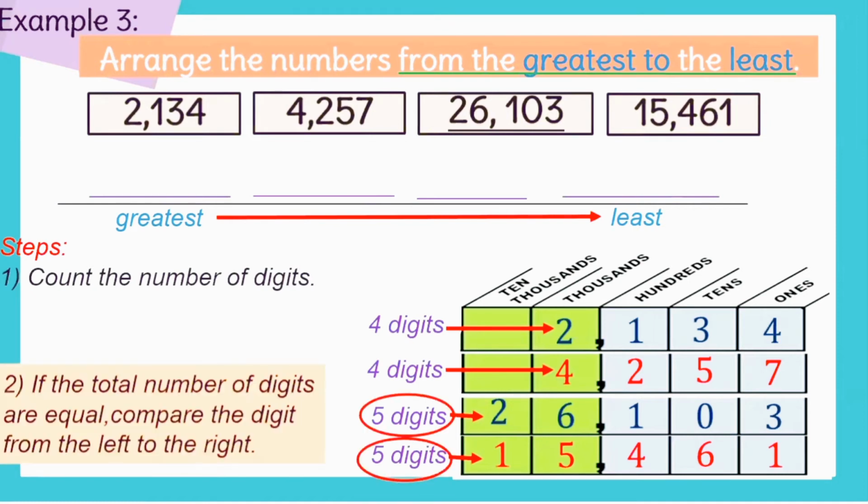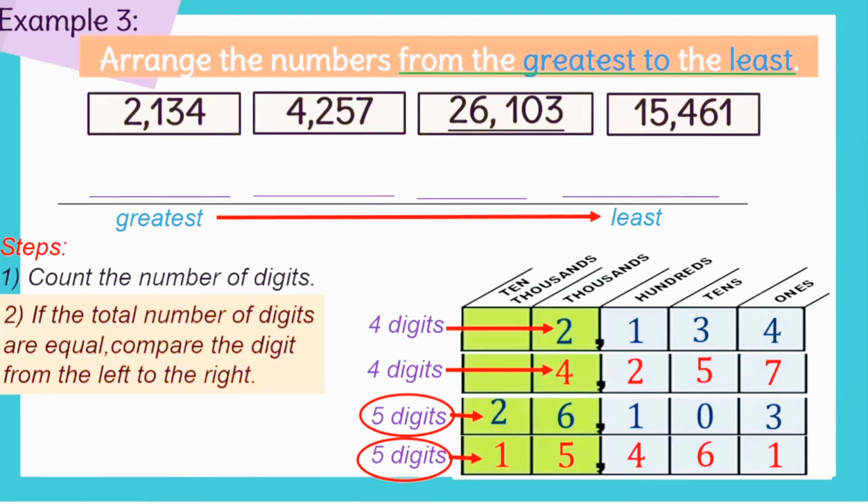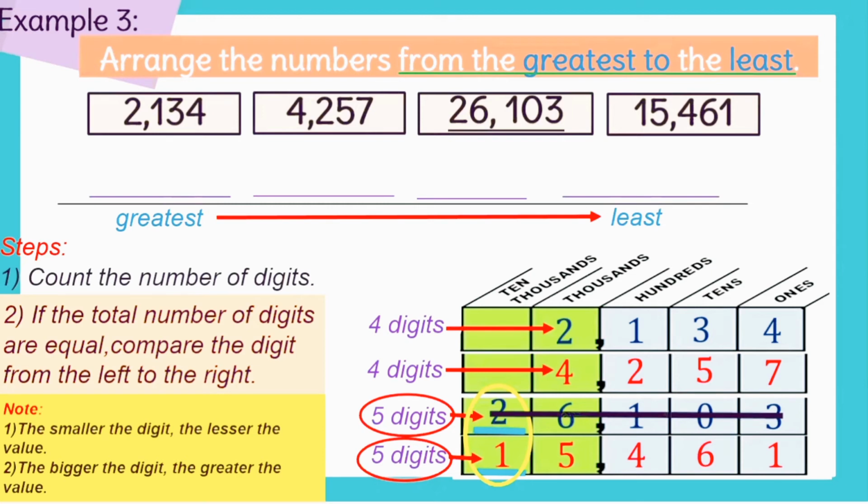Let's compare the digits from the left to the right. Let's start with the 10,000s place. We have 2 and 1. They are not the same, right? So let's stop here, compare, and decide which one is greater. We all know 2 is greater than 1. Therefore, this whole number, 26,103, will be the first in the line because 26,103 is the greatest. Automatically, the other number that has 5 digits will be the second in the line, 15,461.